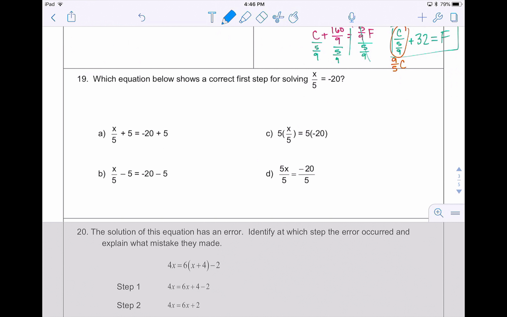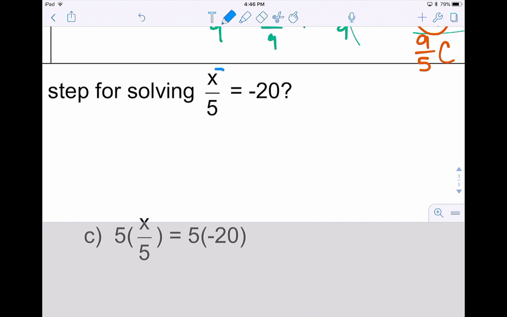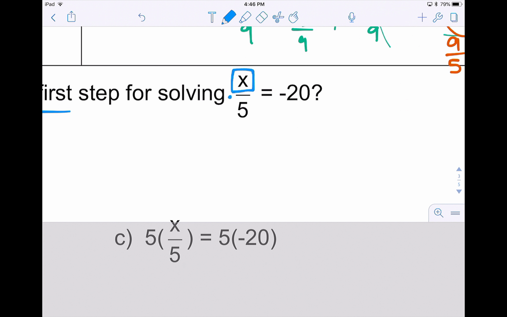Problem 19 asks us which equation below shows a correct first step for solving x divided by 5 equals -20. So if I'm trying to get this x by itself, I can see that it's being divided. X divided by 5. In order to get rid of division, we multiply both sides by 5.